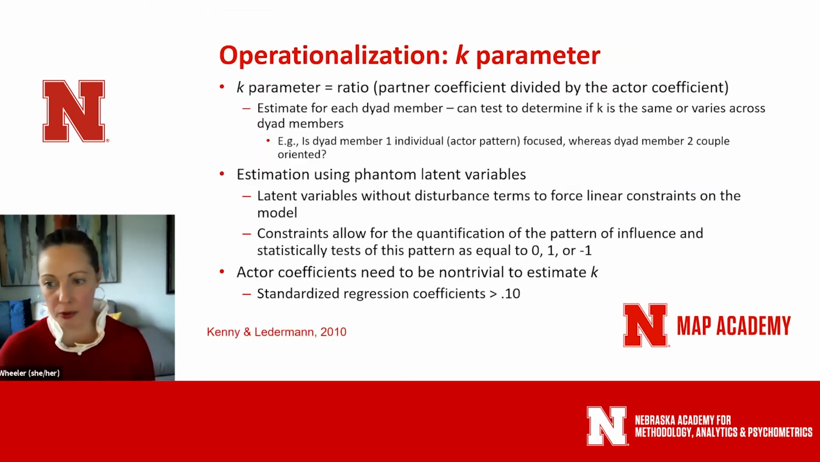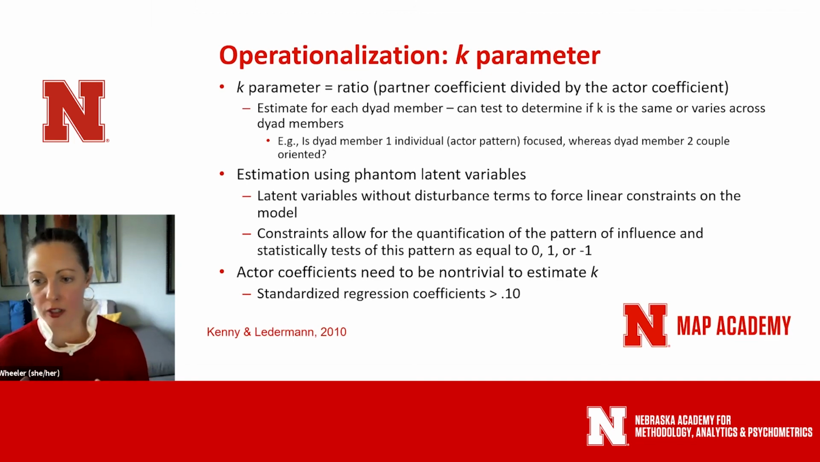So how do we operationalize this, what is called the K parameter? The K parameter is a ratio. You're basically taking the partner coefficient divided by the actor coefficient for each dyad member. If we remember back to that original path diagram that I showed, we had those paths, A1 and A2, and then P1 and P2 to represent those path coefficients. You're basically just taking the P coefficients and dividing them by the A coefficients.